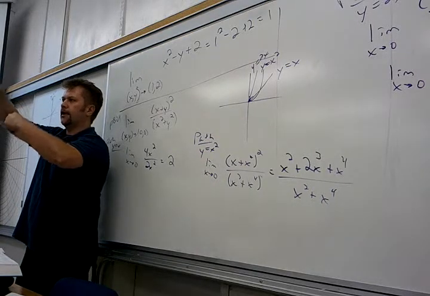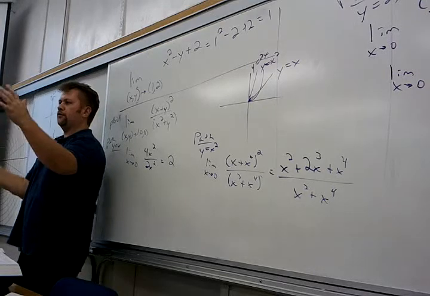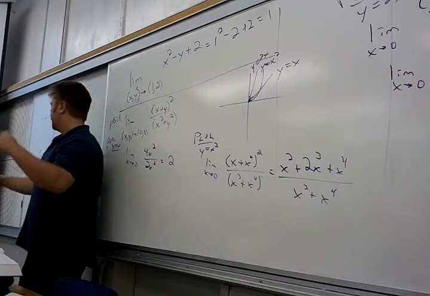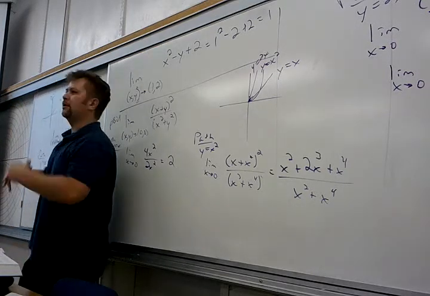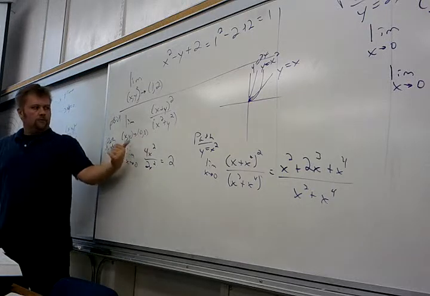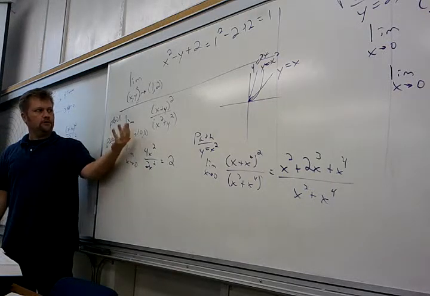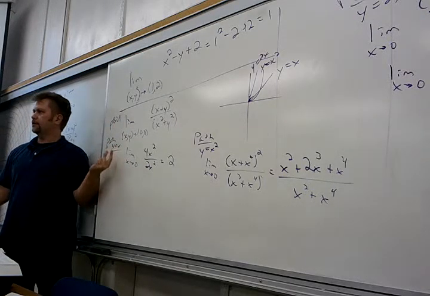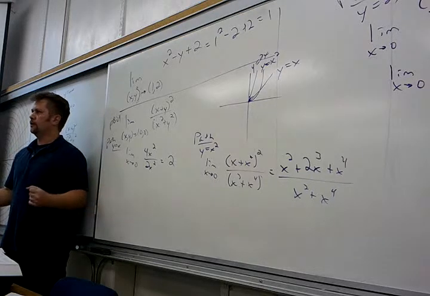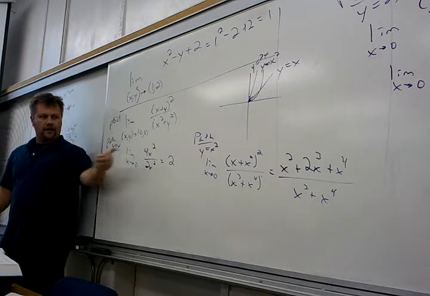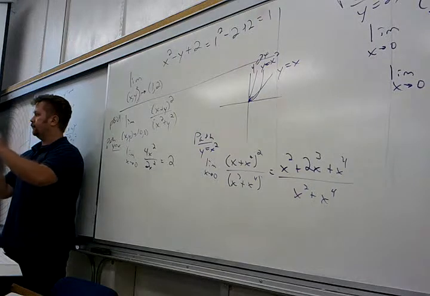It doesn't exist there. They have to agree from both directions that you choose. So if I would have done these two first and they came out the same, I would have had to do another one. And I would have done y equals, what did we choose here? y equals x. Right? That's the next easiest thing to choose. And then if that comes out different, I'm done. I just got to find that counterexample.